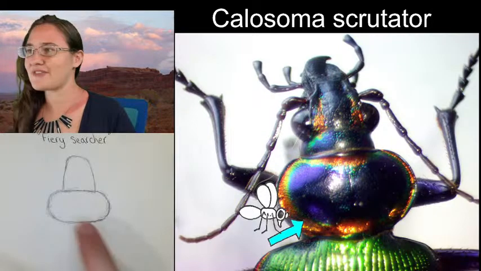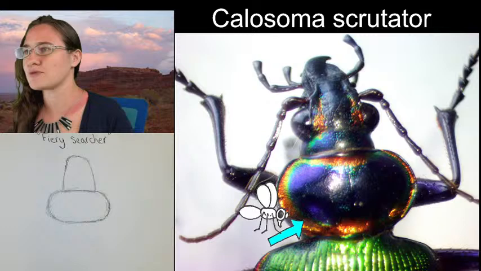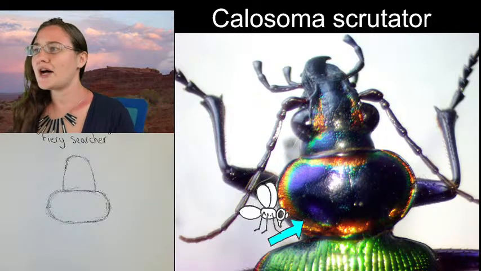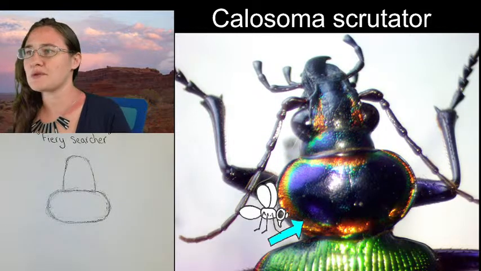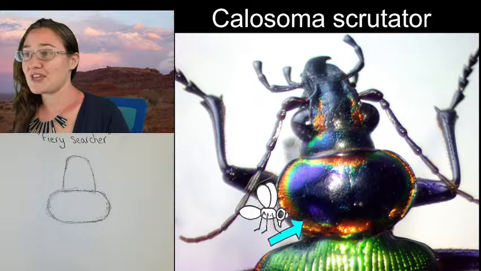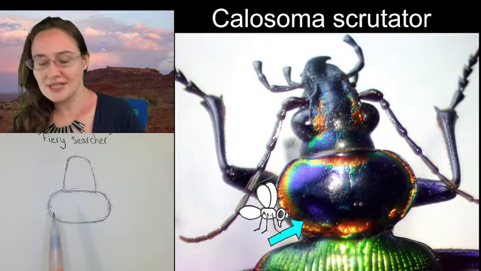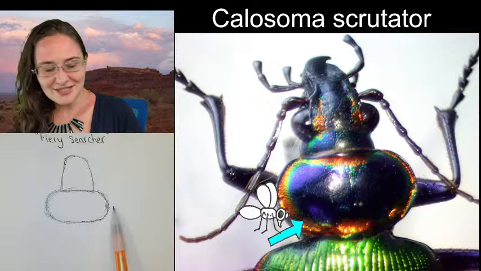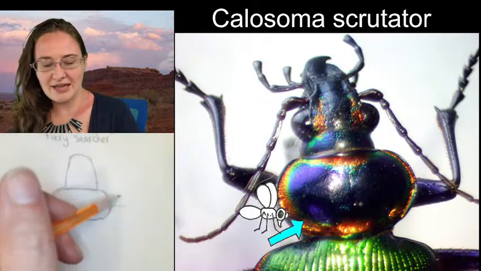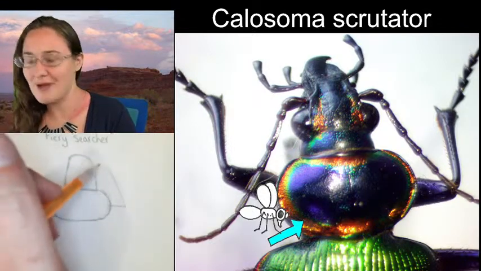All right, so I've got that overall wide round pronotal shape. We're going to be moving down to the elytra, that first pair of wings. Although I do like to give myself some stick legs. So here's some stick legs coming off my pronotum.